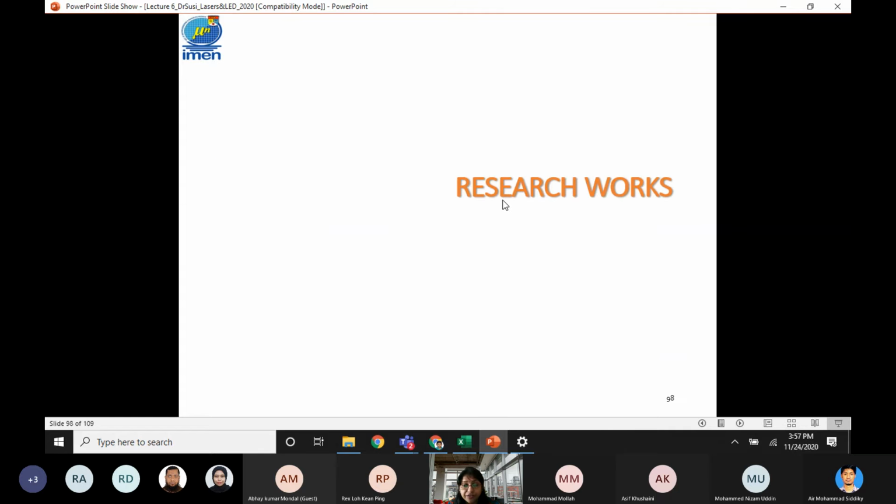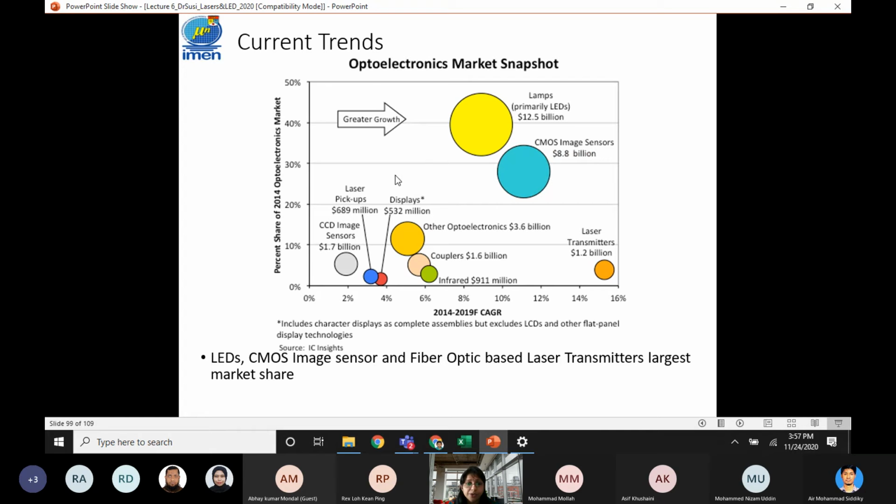Okay, now I will cover a few research works related to laser, LED, plasmonic, and also LiDAR. Just a few slides. Basically, the optoelectronics market snapshot: you can see that lamps and image sensors are the largest contributors to economic growth.